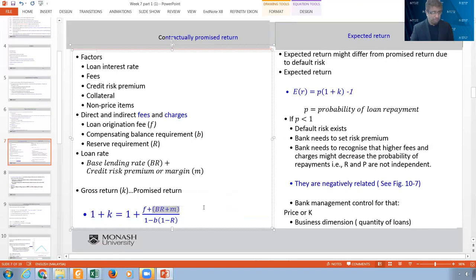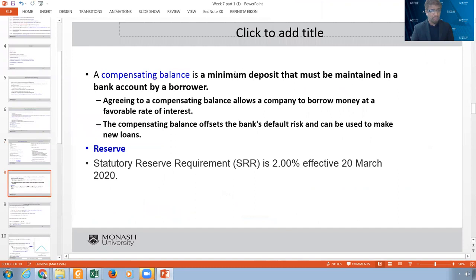This is what you should charge, but then it can be inflated because we take something called compensation balance. Now, this compensation balance may be a new term for you, which I want you to know, and also the R, which is the reserve. Now, let me come to here and tell you what a compensation balance is.